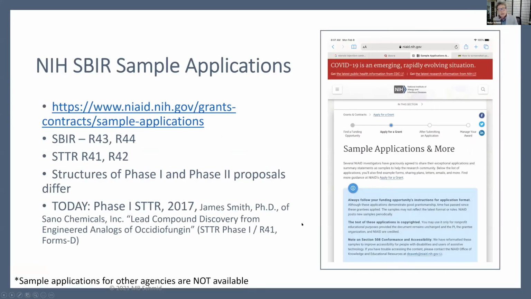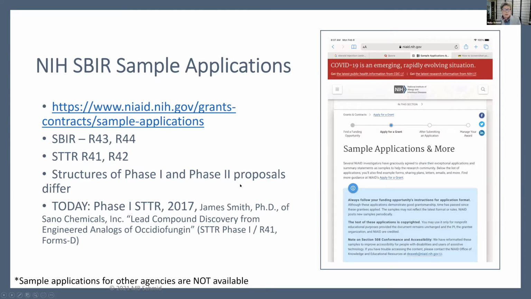Okay, so this will be a look at an NIH proposal, and that's because NIH provides sample applications on their website. And so today we'll look at a phase 1 STTR application that was written in 2017 by James Smith, the PI, of Sano Chemicals, and it's a drug discovery project, a lead compound discovery from engineered analogs of oxidiofungin. All right.